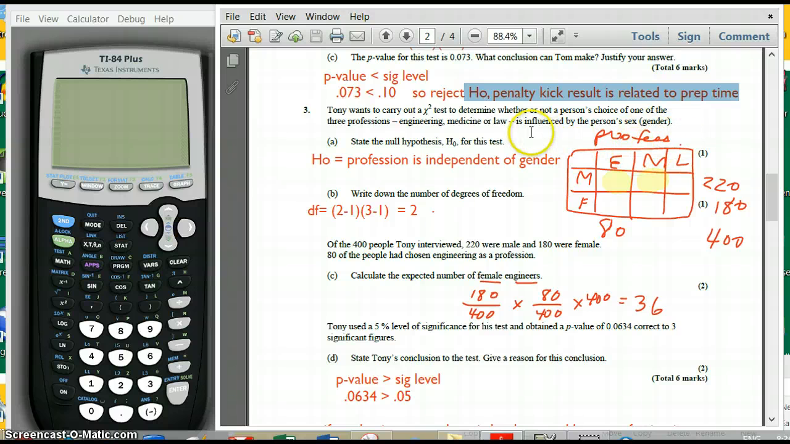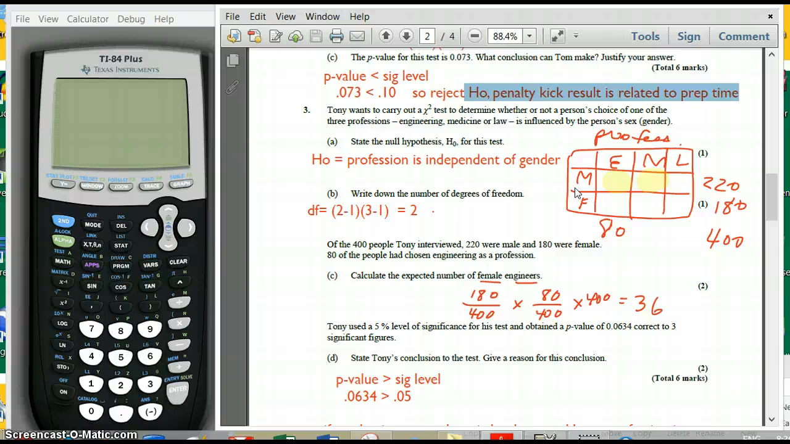Okay, so in this case, we're going to make a table. The reason we're making this table is to make it easier to picture the rest of the problem. Even though they don't ask for the table, it helps to draw it because then it looks more like the problems that you did in the book. So the 3 professions are engineering, medicine, and law, and we'll put those across the top. And the gender is male, female. We'll put those on the side.